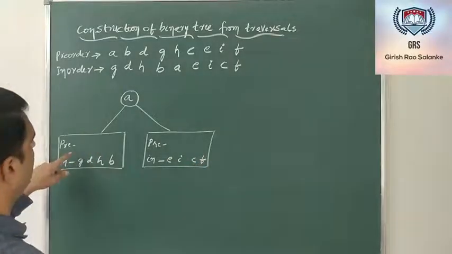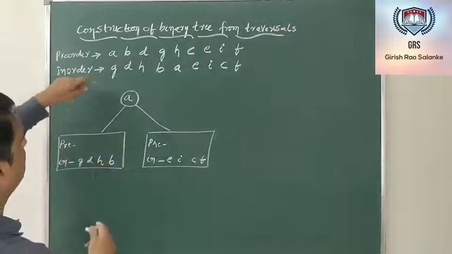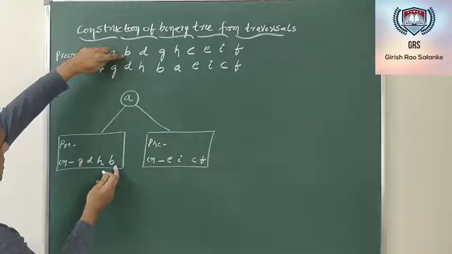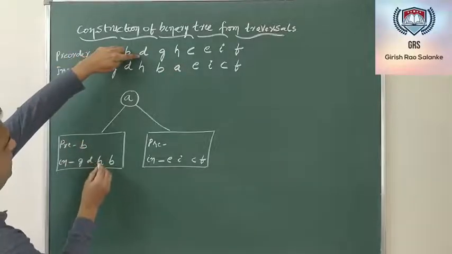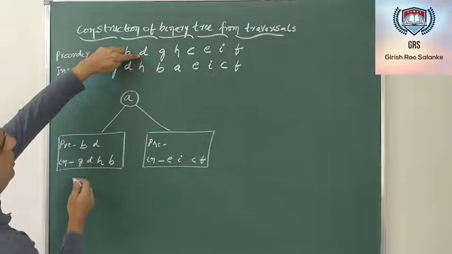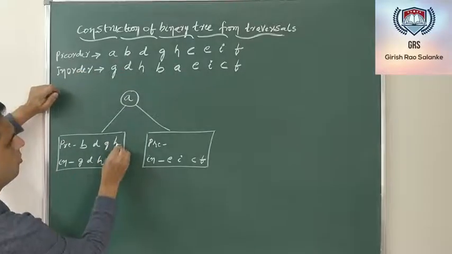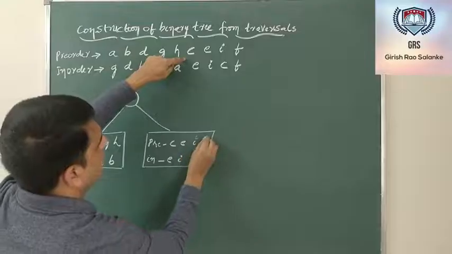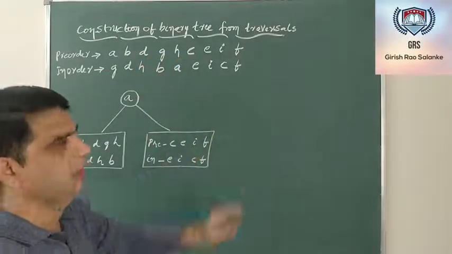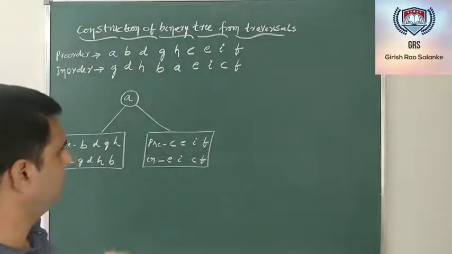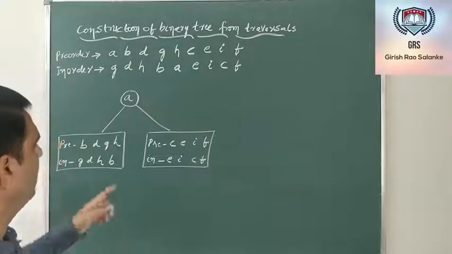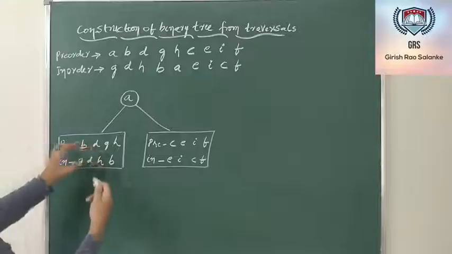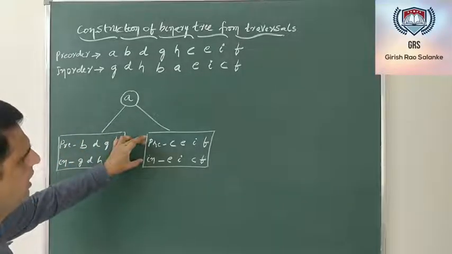So I will retain the same thing with respect to pre-order. In the pre-order, after A, B is there in order, so I will retain B. Next is D, which is there in the left subtree only, G, H. Now is C, E, I, F. Please don't change the order of the elements with respect to their traversal. Now I need to construct a tree for this; I will treat this individually, and I will construct a tree for this.